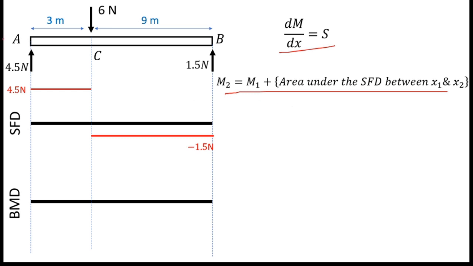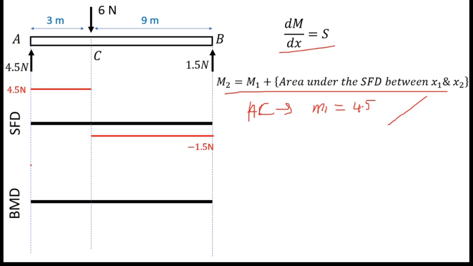First I consider this AC segment. If I consider the AC segment, I will write M1 for slope, and slope equals shear force. So for the AC segment, shear force is 4.5 Newton. So slope equals plus 4.5. So I can draw the shape of this line like this. It's a straight line with a slope, right?